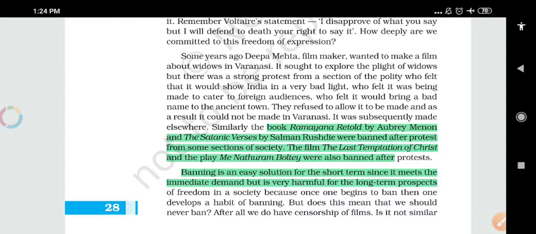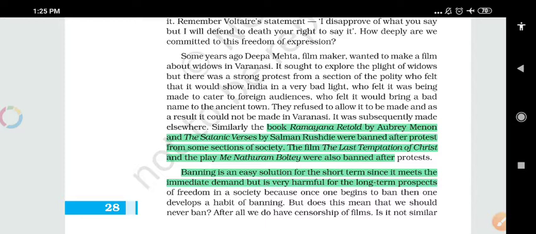The film The Last Temptation of Christ, and the play Me Nathuram Bolte were also banned after protests. Okay, so these are some good examples of freedom of expression. If anyone wants to convey their views and beliefs with the help of books, films, or dramas, should it be banned? If some society or group of people does not agree with that belief, should it be banned or not? It is a matter to discuss.